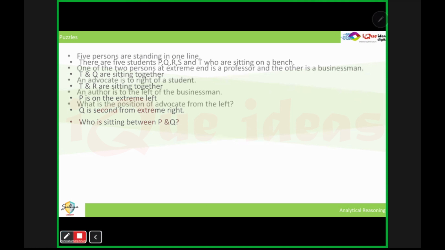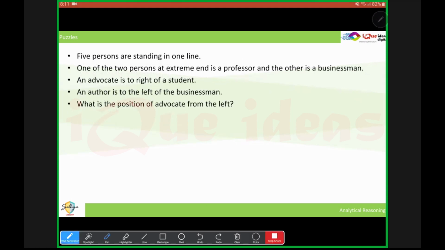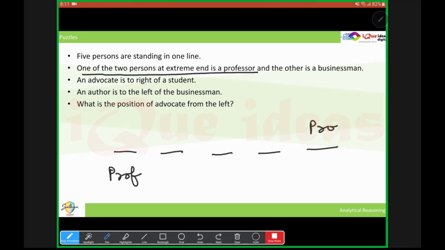Let us say five people are standing in a line. One of the two persons at the extreme end is professor. So, अगर पांच लोग हैं तो या तो professor इस end पे है या तो professor दूसरे end पे है. And the other is a businessman. तो businessman यहां पे है या तो यहां पे है. So, I can draw two arrangements. Left, right, left नहीं पता.